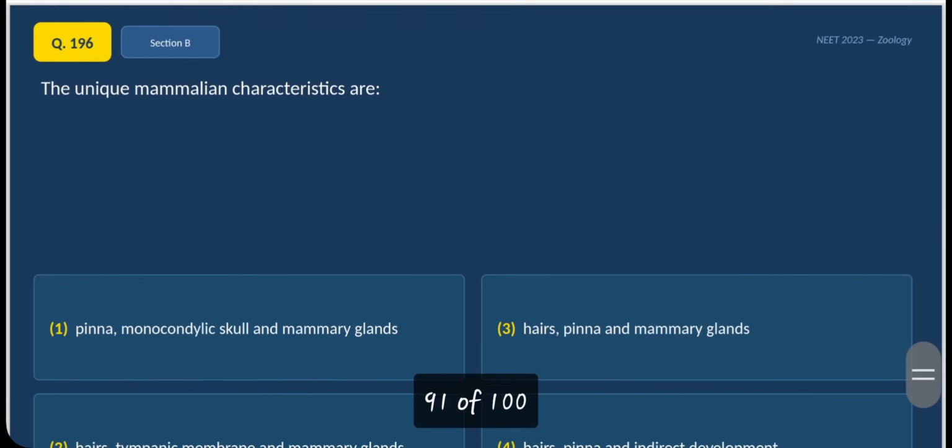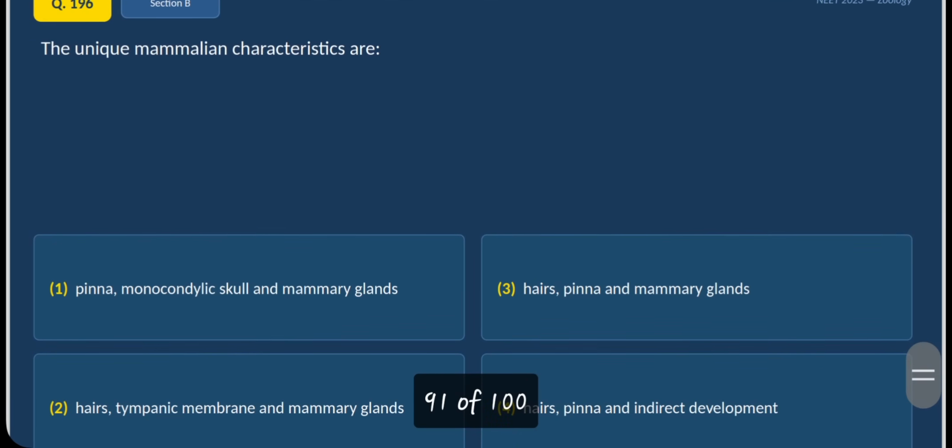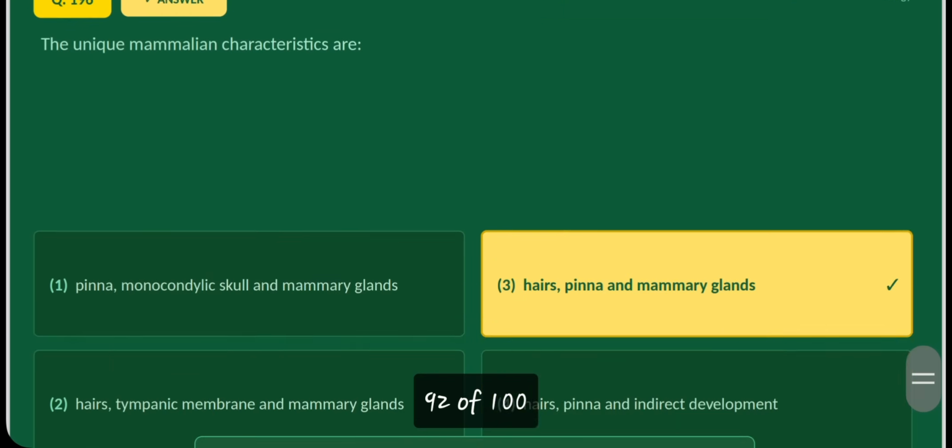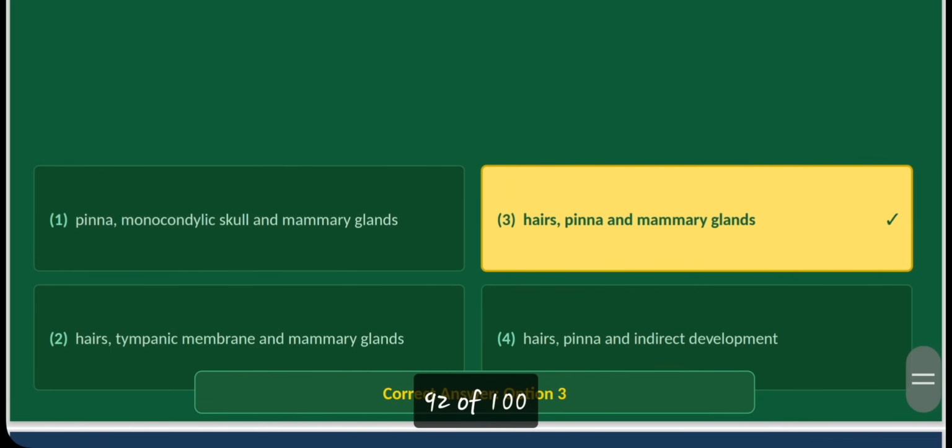Next question, the unique mammalian characteristics are only seen in mammals. Pinna, monocondylic skull is wrong, mammary glands okay. Hairs, pinna, and mammary glands. Yes, this seems to be correct. Hairs, tympanic membrane, and mammary glands. Hairs, pinna, and indirect development. So the third option seems to be correct. Hairs, pinna, and mammary glands, they are seen in the mammals.